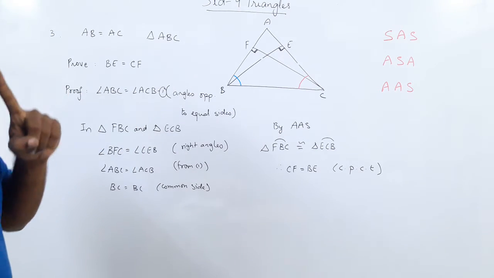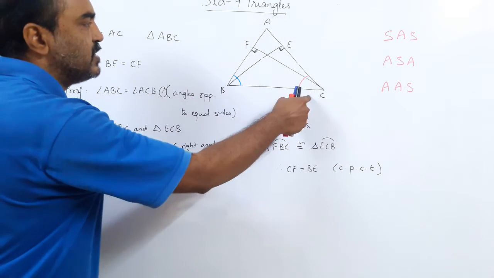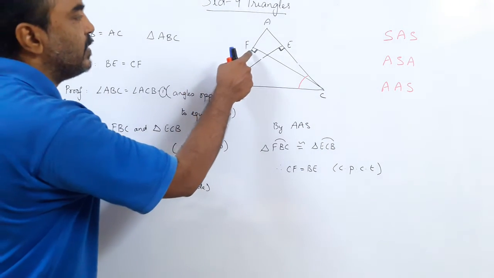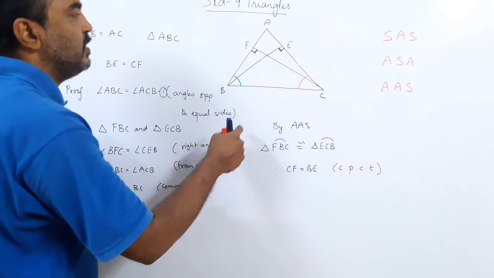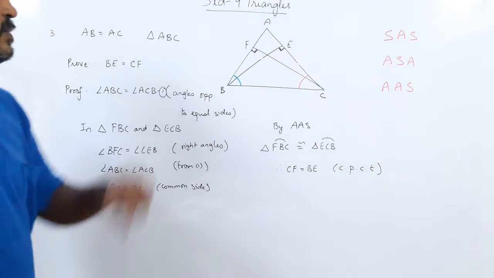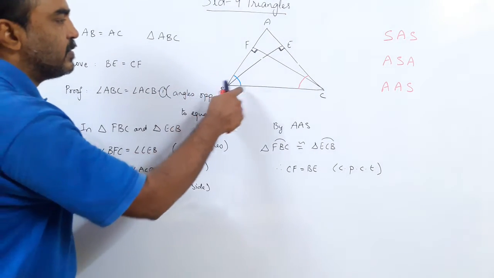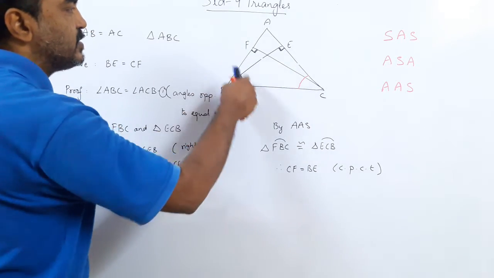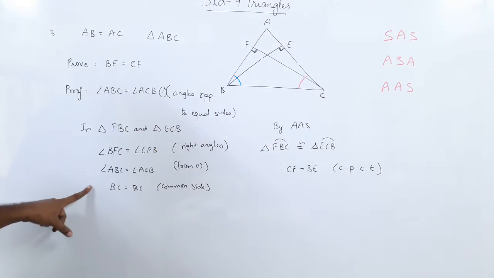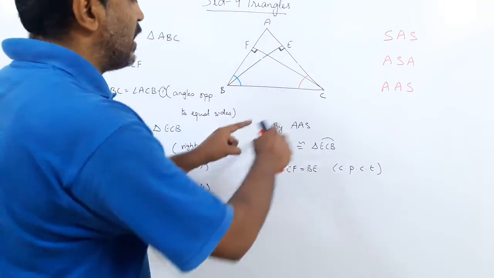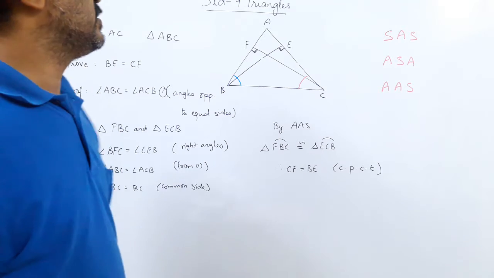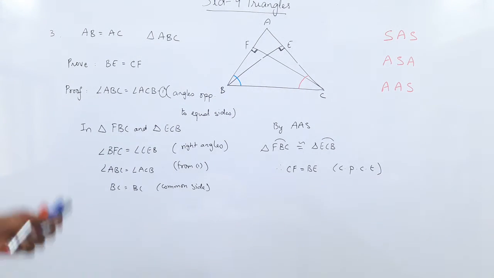And then I chose the triangles I wanted to take. I took triangle FBC and ECB. First I showed angle BFC and angle CEB both are equal because they both are right angles. Then the result one showed me that this angle and this angle are also equal. And BC equal to BC, common side to both the triangles. So these two triangles are congruent. If the triangles are congruent, their corresponding sides should be equal because congruent parts of congruent triangles are equal. Hence, we have proved this, right?